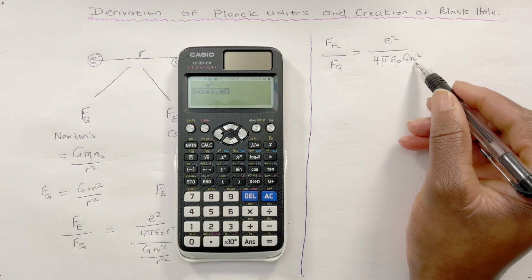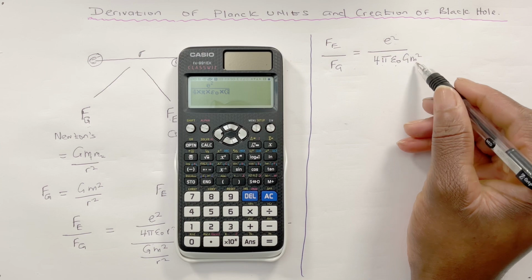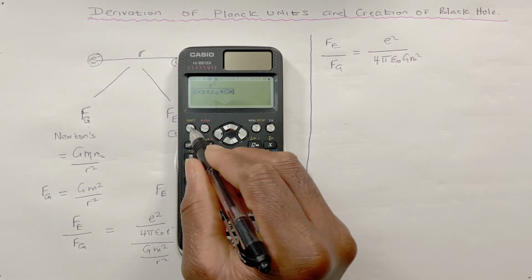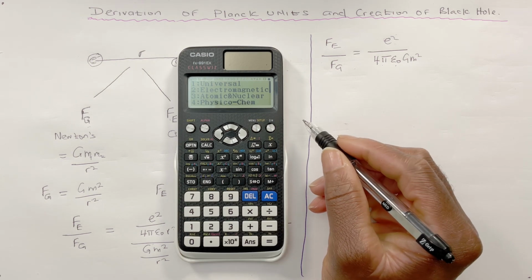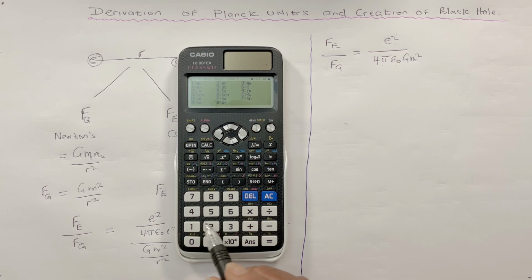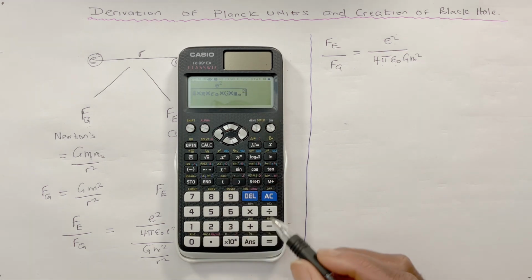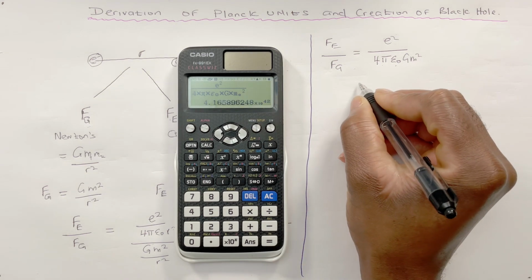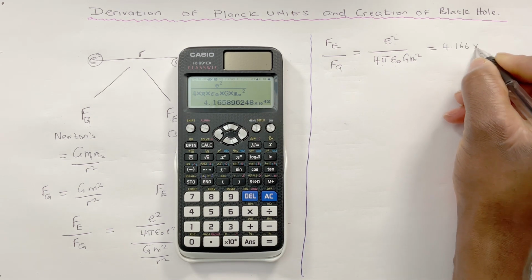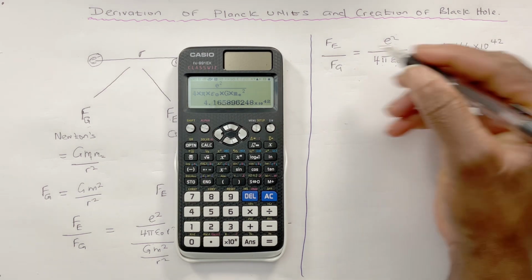And then I want the mass of the electron. We know that's 9.11 times 10 to the power minus 31 kilograms, but we can't put it in there directly, so we use the constant for the mass of the electron. Let's try 3. The mass of the electron is number 3 there, so I'll put 3 there. I want to square it, and if I press the equal sign, the value I get here will be 4.166 times 10 to the power 42. It's a ratio, so there's no unit, as these are both forces.